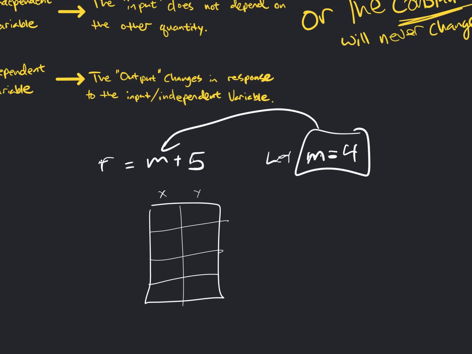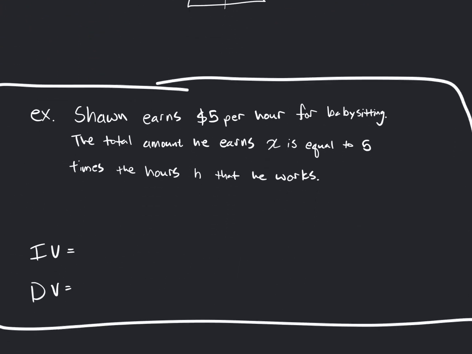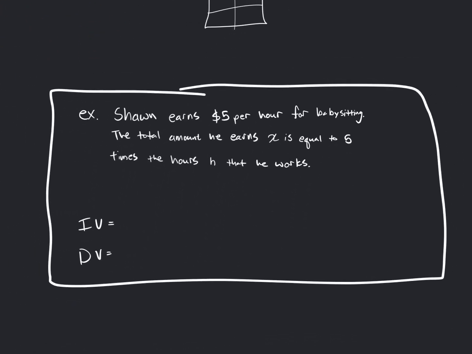But before we get into it, couple of examples that we have, they have two variables, right? So what we want to make sure is that if they give us a value for the variable, we have to plug that into where that variable is. If we don't have a value for a particular variable, we just leave it alone, and we solve the equation. So my first example that we have here is Sean earns $5 per hour for babysitting. The total amount he earns is X is equal to 5 times the hours H he works.